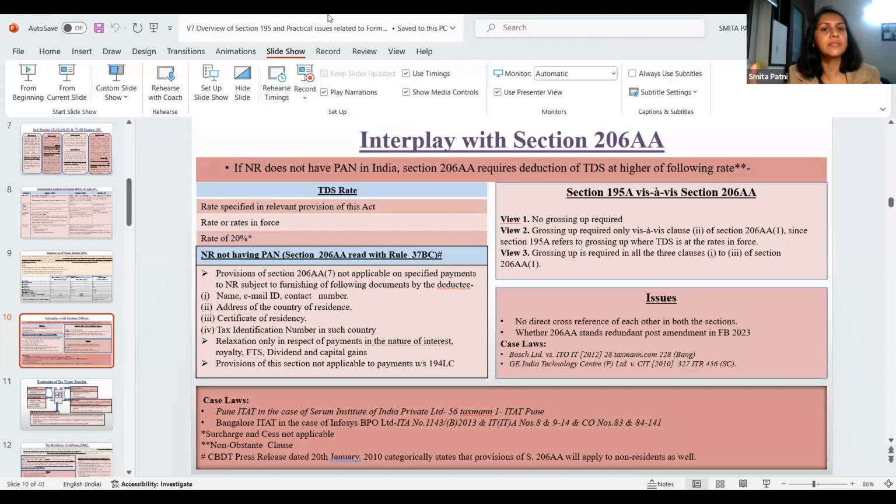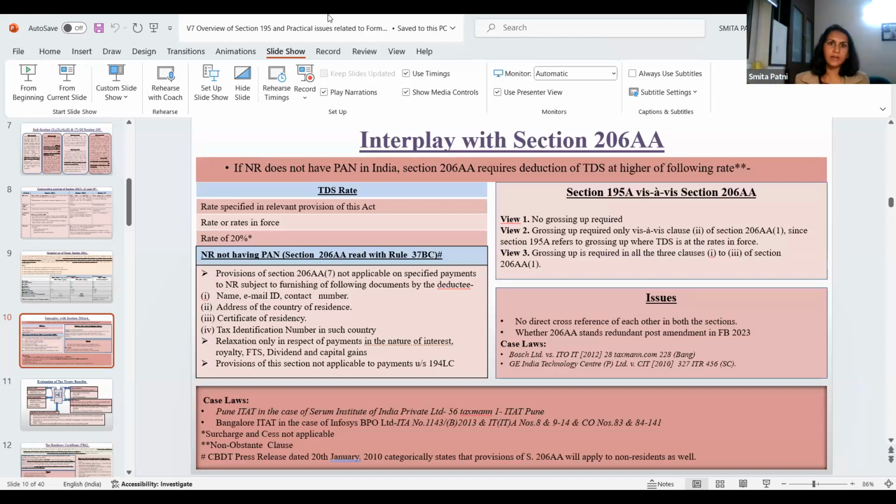Higher of the three is the rate specified in the relevant provision of this Act, rates in force, or rate of 20%. The rate specified in the relevant provisions of this Act is that in 115A or 44BB or 44BBB, or all the rates which are there in the presumptive sections, 112A, 115BAD, whatever the rates are in the specified sections for non-residents, or rates in force as already explained to you, or rate of 20%. Whichever is higher, he is supposed to pay that.